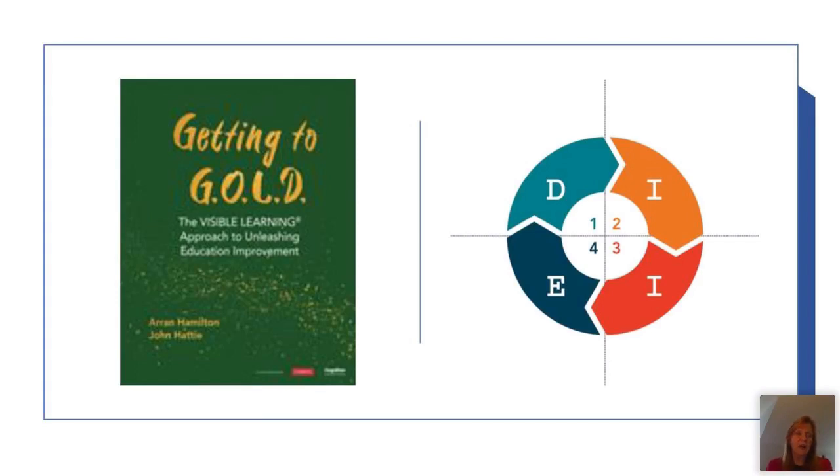John has also written with Aaron Hamilton a series called Getting to Gold, which reflects the DIE model. So again, we've got the G for gold hunting. So this is what do we need to improve?